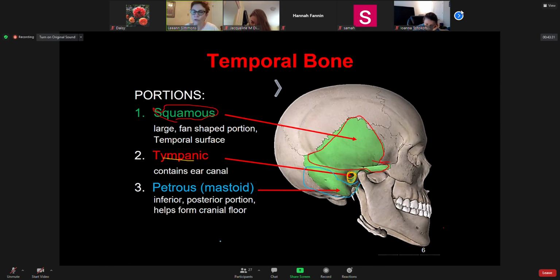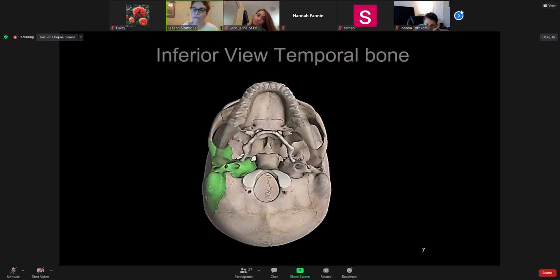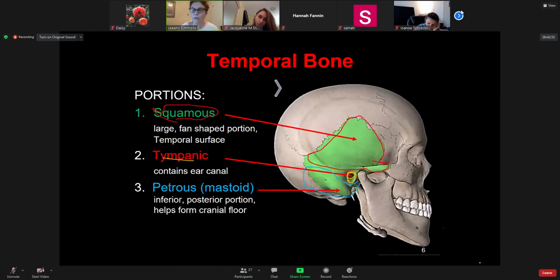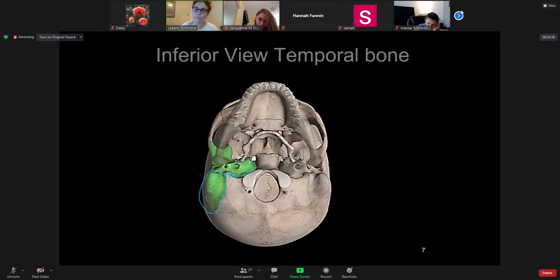Okay, it helps again to form the floor of the skull. So here's the inferior portion here. Here is the inferior portion of your mastoid portion. It even goes up here. Let me go back again. The tympanic, okay, good. I forget what the tympanic is. But the tympanic then is within here. It contains the ear canal. So this is really a large bone. It's got a lot of anatomical features in it.